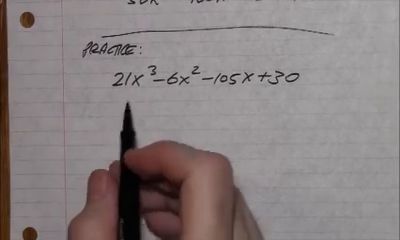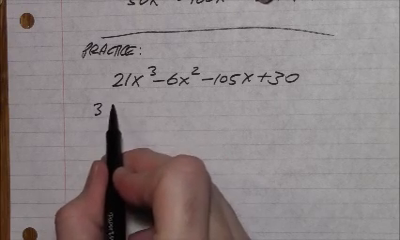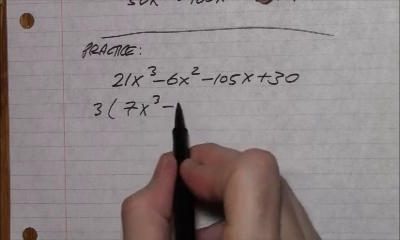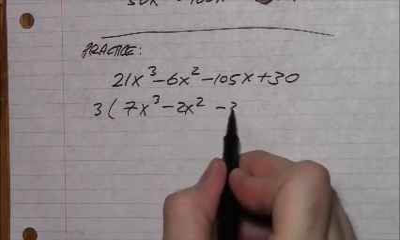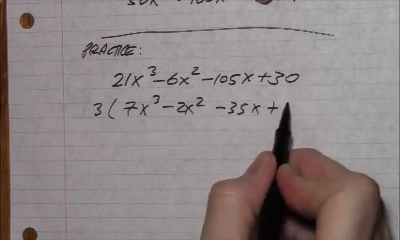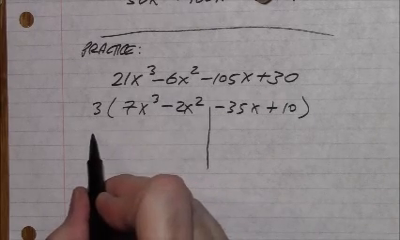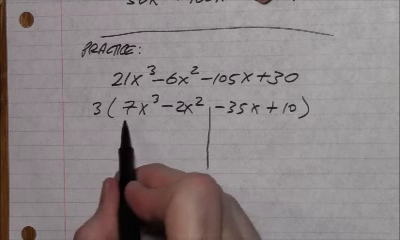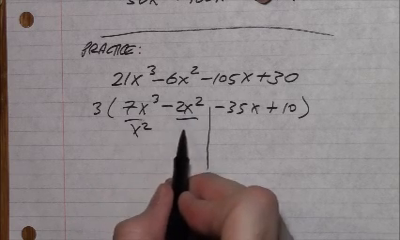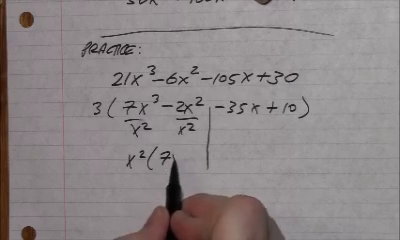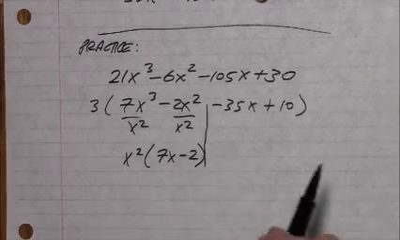Okay, by now you've realized that all of these can be divided by 3. So I have a 7x cubed minus a 2x squared minus 35x plus a 10. So I'll put a line through here, and I guess no, I won't do the 3 yet. Instead I'll look here and see that there's an x squared that can come from both of these. So I have x squared times 7x minus 2.